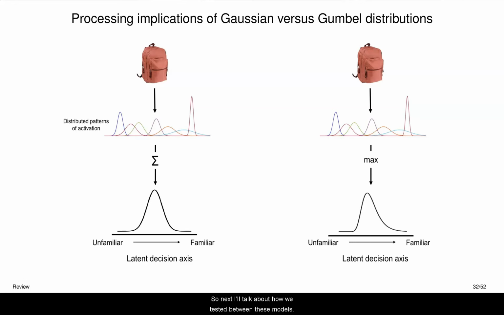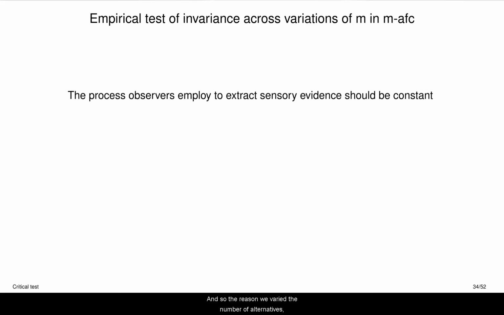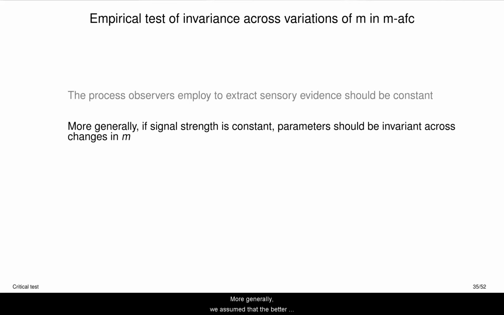So next I'll talk about how we tested between these models. First I'll tell you the tests we used, and then I'll explain the motivation behind it. So we ran several visual working memory experiments where we varied the number of alternatives at memory tests. The reason we did this is because we wanted to see what model has parameters that are invariant across these changes in the number of alternatives. And so the reason we varied the number of alternatives is that we made the simple assumption that as we vary alternatives, people shouldn't change how they use sensory evidence to compute utilities. More generally, we assume that the better model should also be one that generalizes across these variations in task structure.